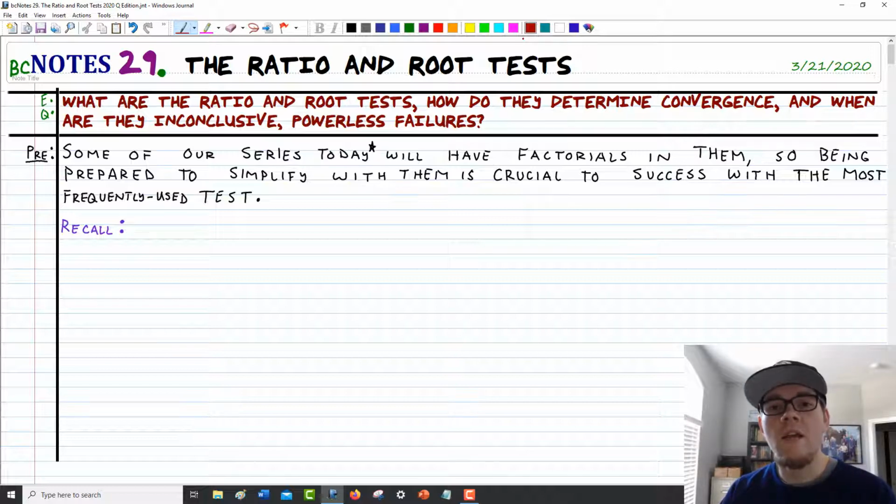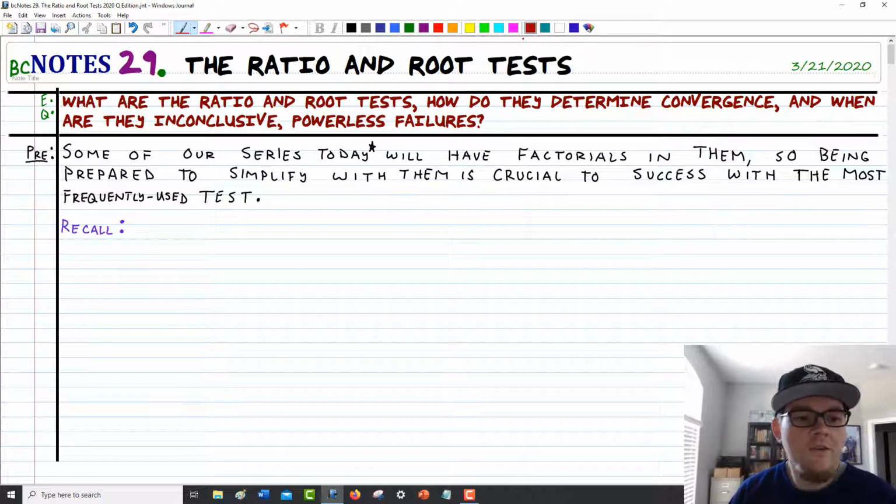So rather than take a belabored introduction, I'm just going to jump right in and start to talk about these topics themselves, or at least do a quick preview of algebraic things. Some of the series today are going to feature factorials, as well as other algebraic structures and operations that we maybe don't think about simplifying all that often. So to kick things off, I want to do a quick factorial boot camp and a ratio boot camp, to prepare you for some of the algebraic techniques and skills that are going to be necessary when using today's tools, the ratio and root tests.